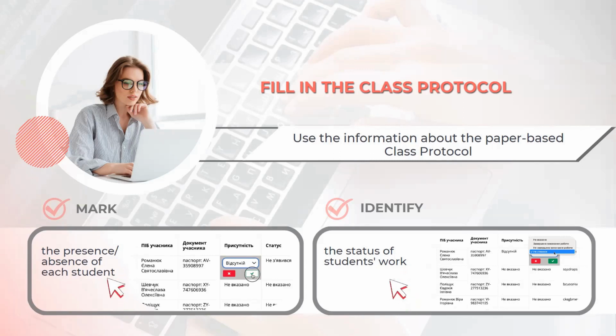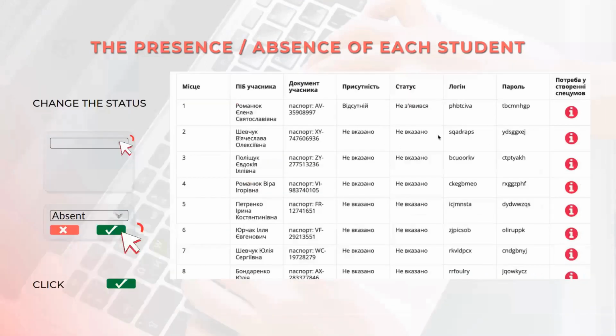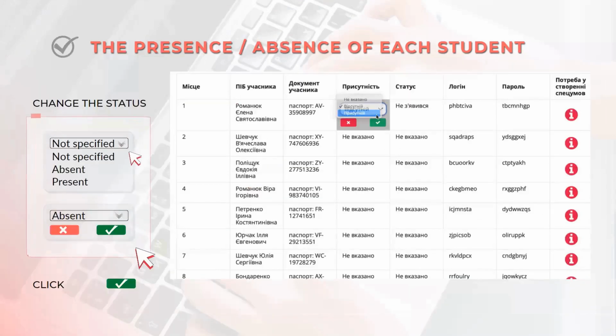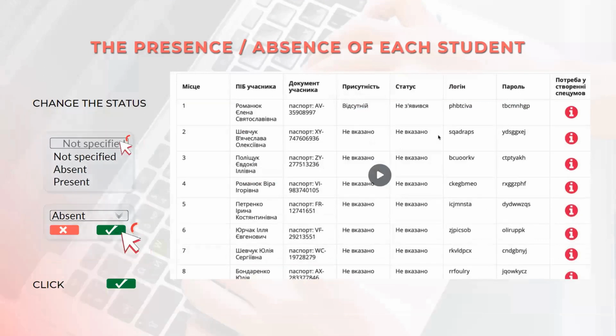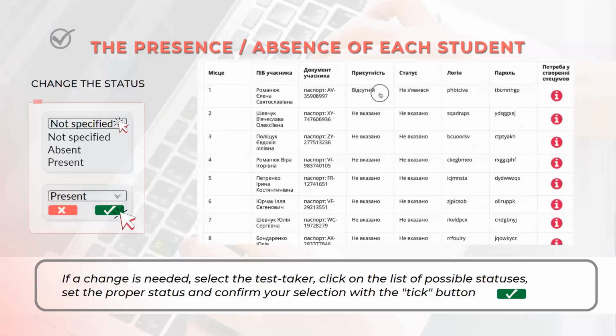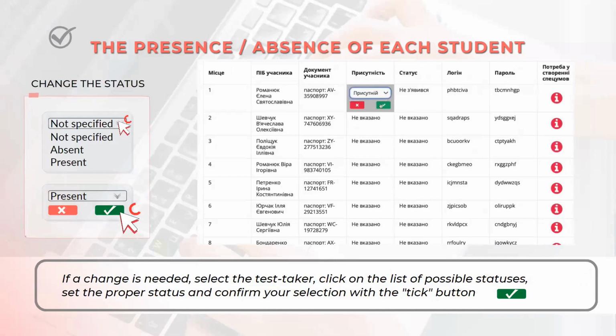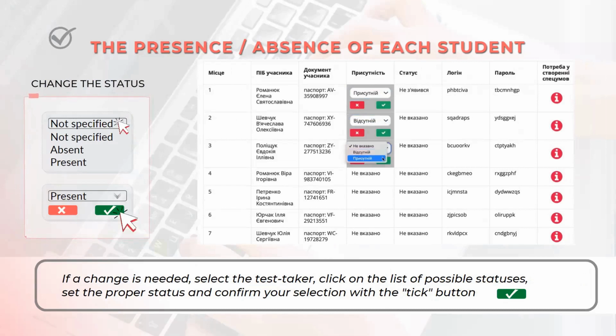To do this, select the participant, click the status that corresponds to the student, and confirm in the drop-down menu by clicking on the tick button. Warning: you cannot mark the student who has not logged into the platform as present. A corresponding warning will appear in the pop-up window. If a change is needed, select the test taker, click on the list of possible statuses, set the proper status, and confirm your selection with the tick button.